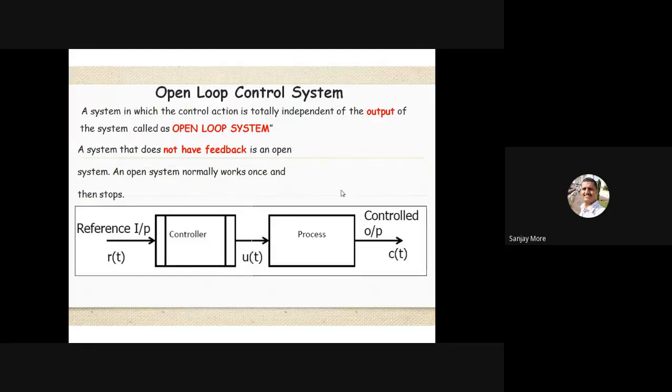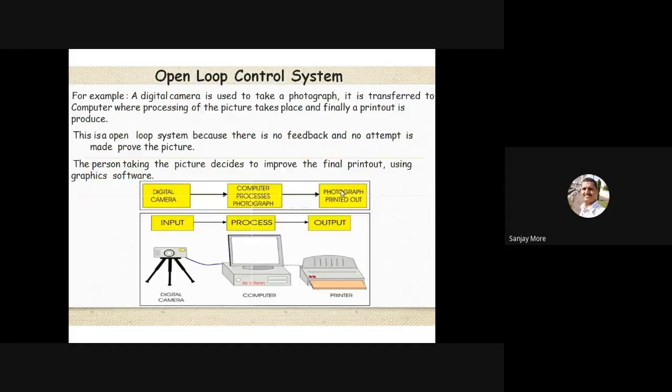Give the heading open loop control system, and draw this diagram. Draw only the block diagram under the heading open loop control system.